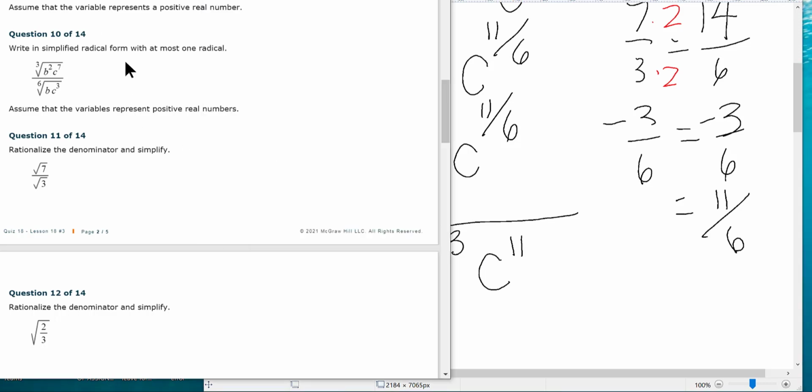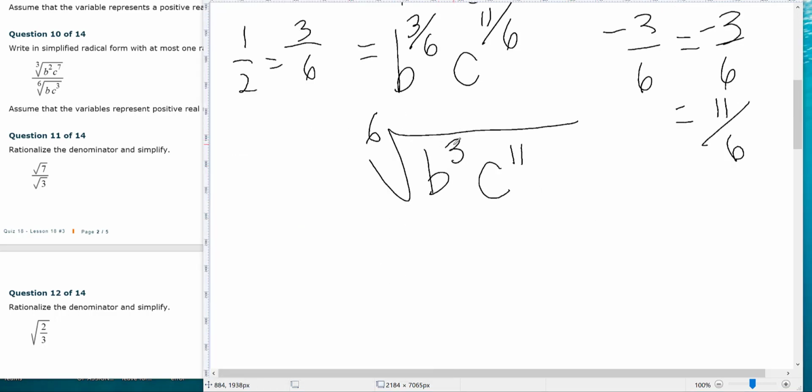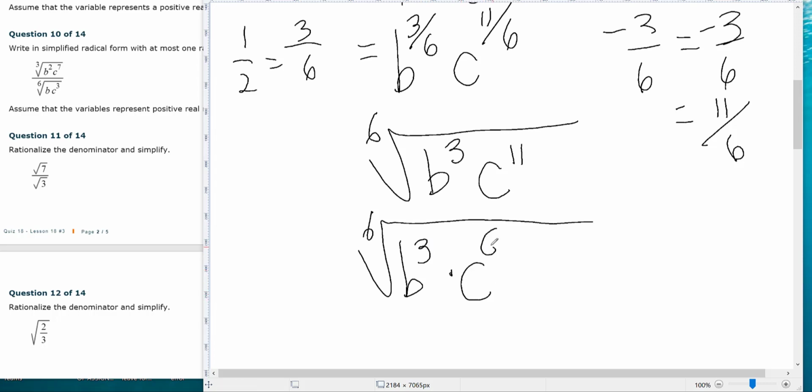Now it does say that the radical has to be simplified. So 6 won't go into 3, but 6 will go into 11. So the last step I have to take is to write this c to the 11 as c to something 6 will go into, and then what's left over. So 6 will go into 6. It won't go into 11, it won't go into 10 or 9 or 8, but it'll go into 6, and 6 and 5 add up to 11.